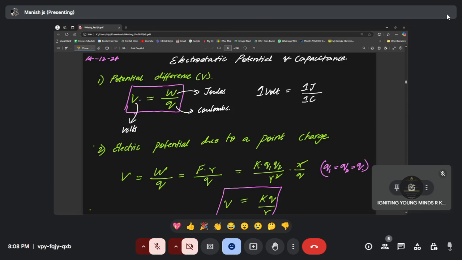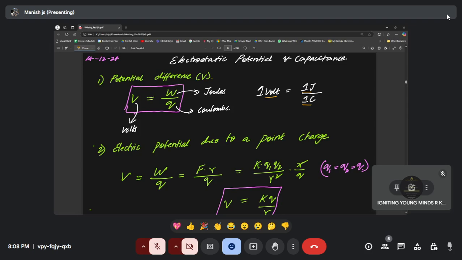The unit of potential difference is volts. The unit of work done, I hope you already know, we have learned even in 11th standard, is joule. And the unit of charge is coulombs. So technically speaking, 1 volt is equal to 1 joule upon 1 coulomb. So that is the relation.